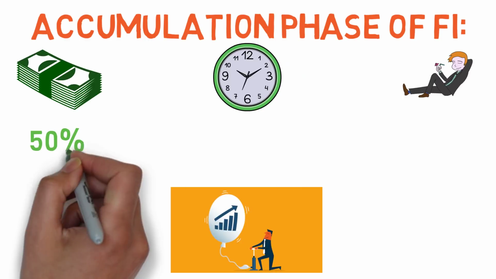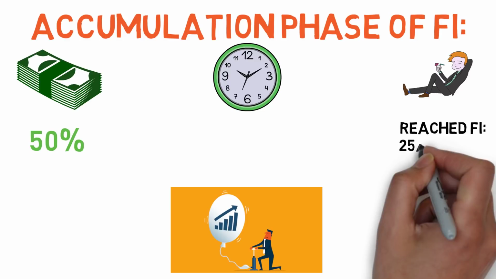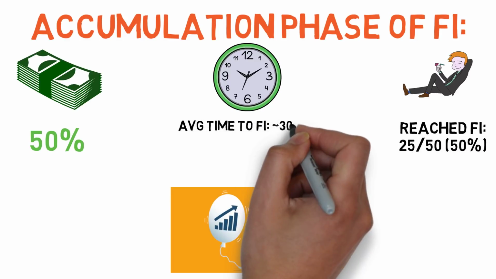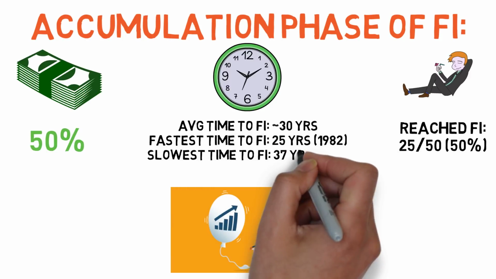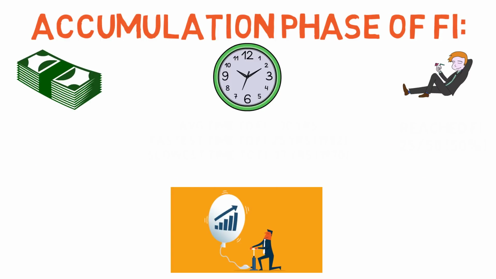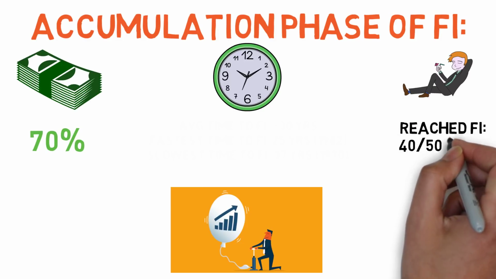With a 50% savings rate, a hypothetical investor would have reached financial independence in 25 of the 50 scenarios. On average, achieving FI with this strategy and at this level of savings took about 30 years. The fastest would have been 25 years starting in 1982, and the slowest 37 years starting in 1970. And finally, with an absolutely crazy 70% savings rate, a hypothetical investor would have reached financial independence in 40 of the 50 scenarios.